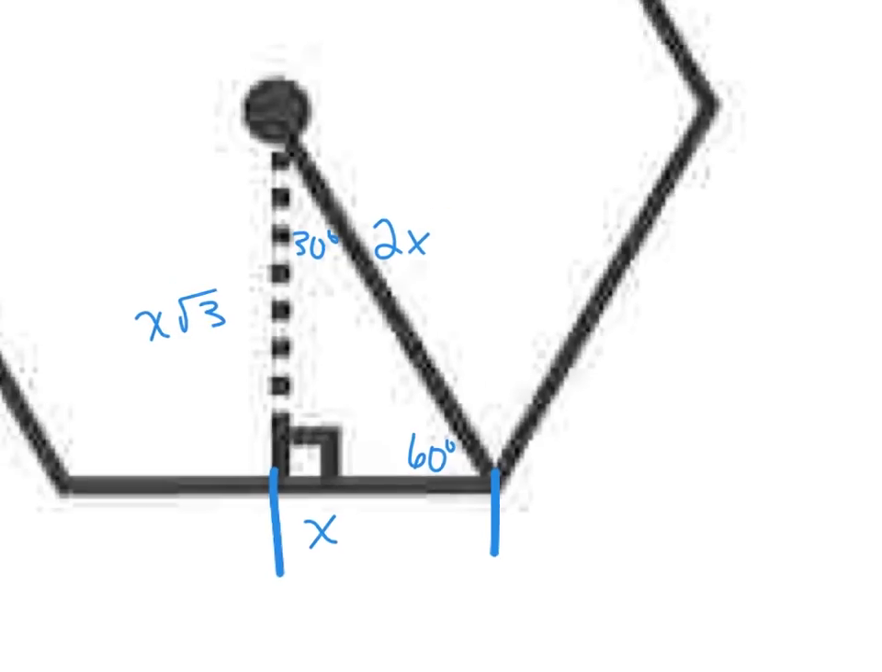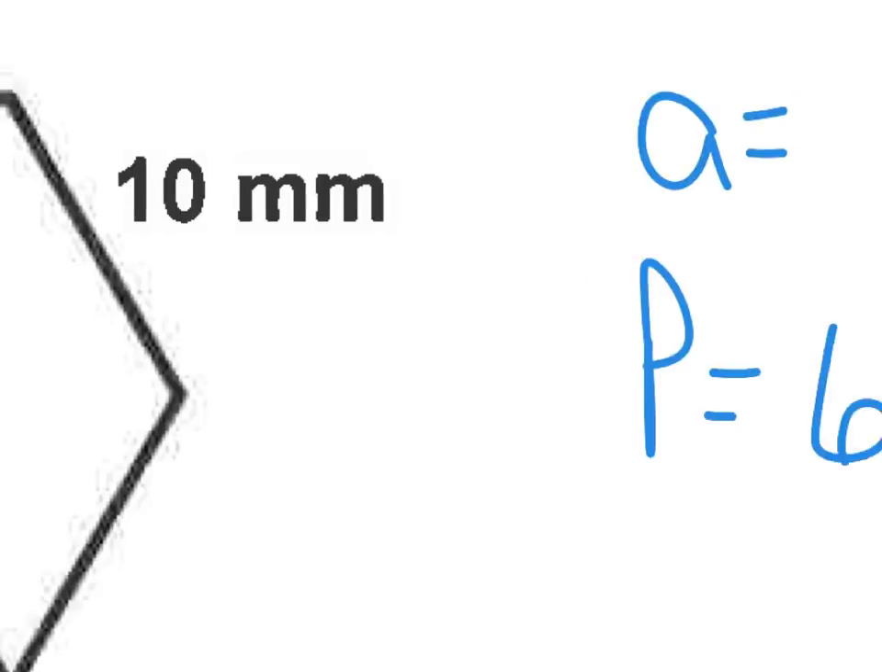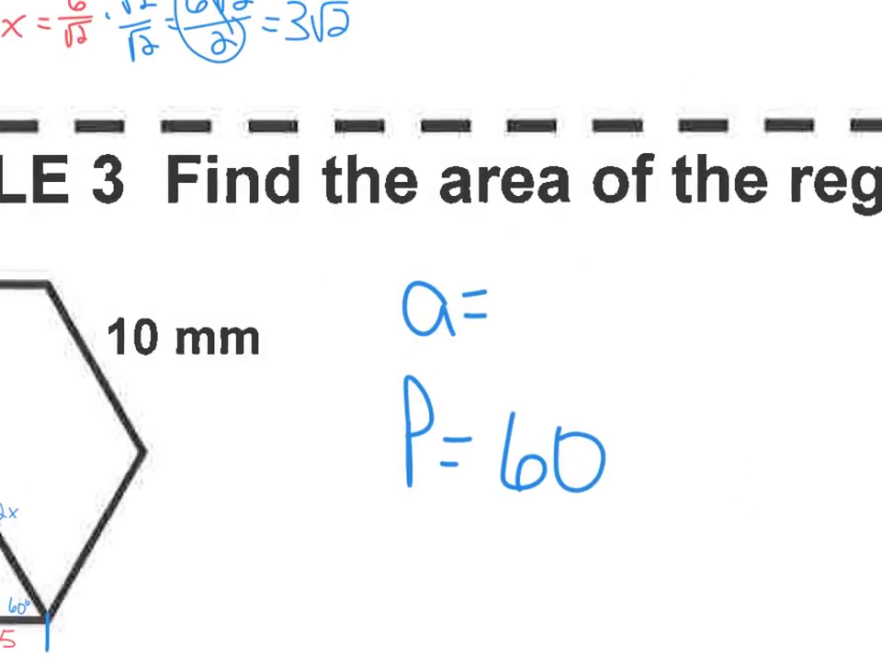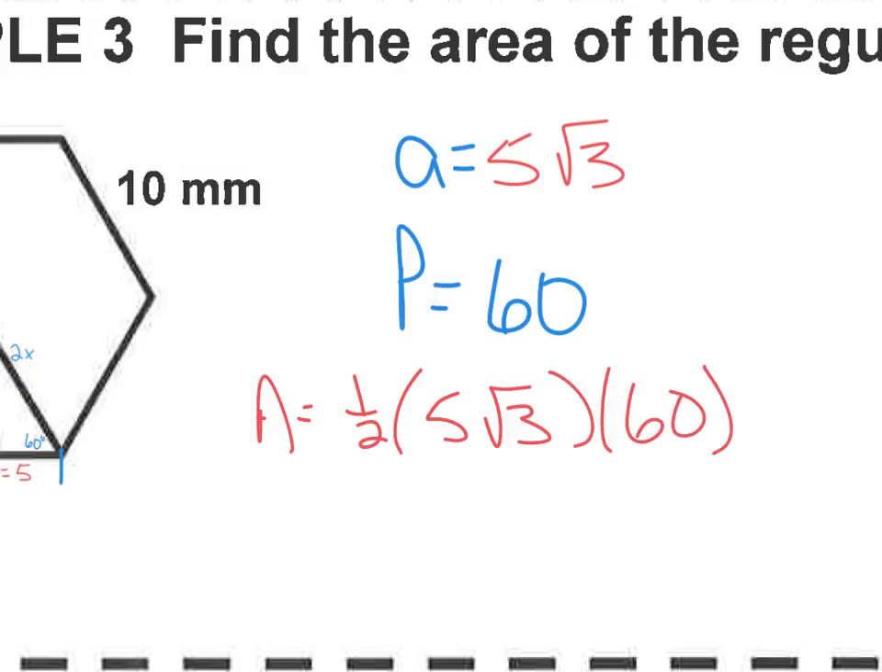Now, since they told us the side length is 10, that means half of that is 5, so x equals 5. Since x is 5, I know x square roots of 3, the apothem, must be 5 square roots of 3. So I've got a as 5 square roots of 3. Now I can plug that in and finish it off. A equals 1/2 of 5 square roots of 3 times 60. 5 times 60 is 300. Half of 300 would give me 150 square roots of 3, and it looks like we've got millimeters squared.